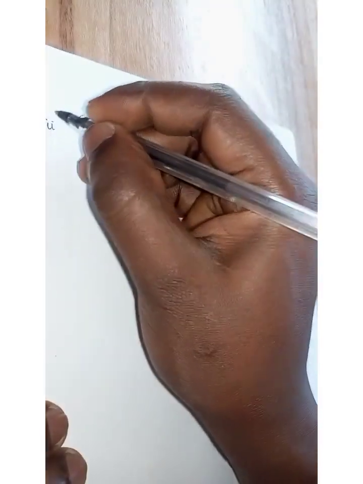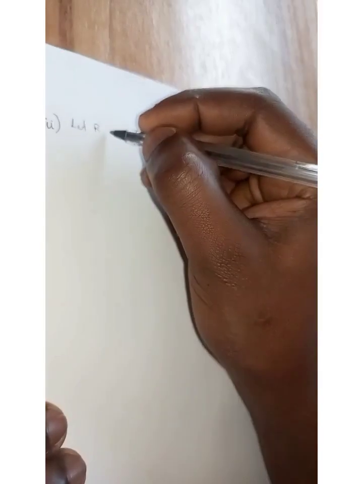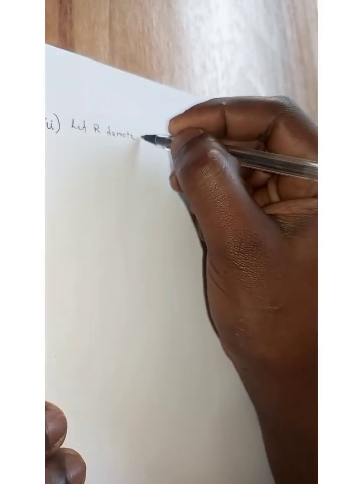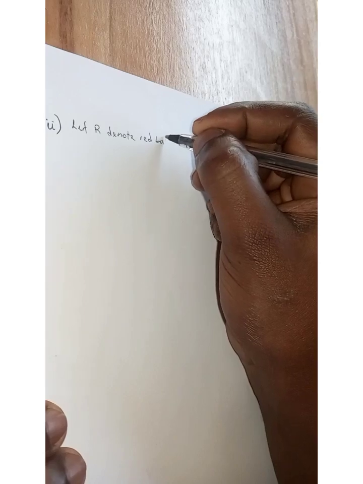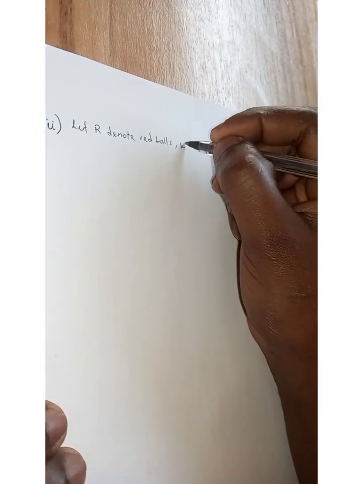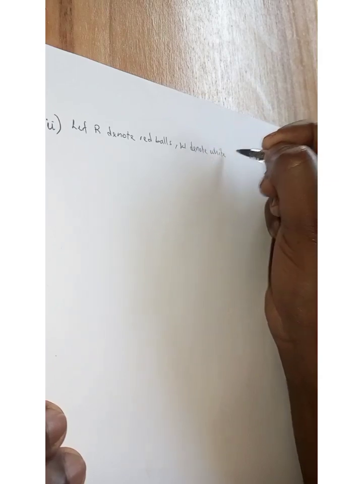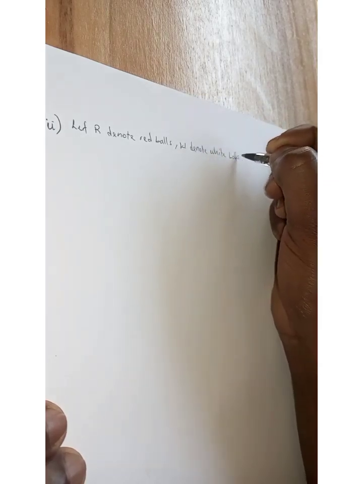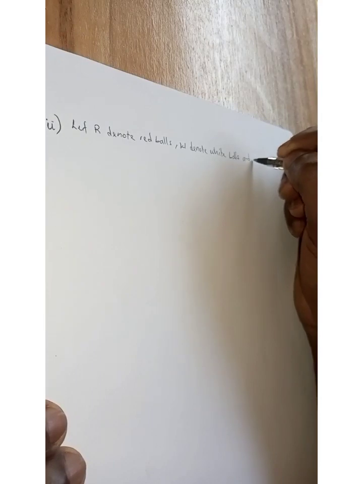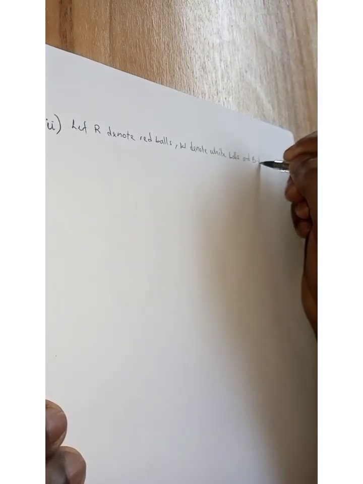So here we go. I will let R denote red balls, W denote white balls, and B denote blue balls.